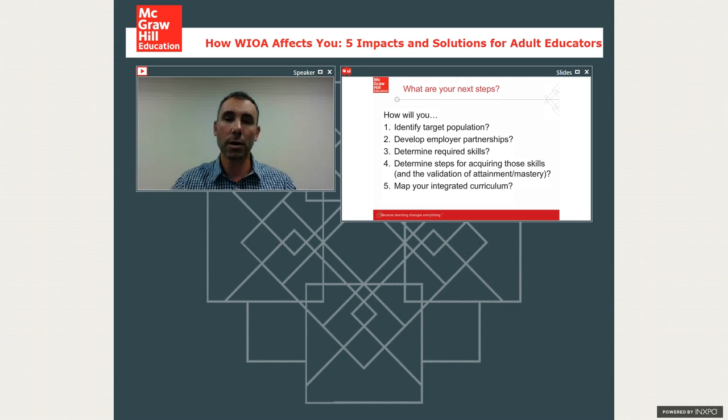What are their certificates? What are their credentials? Do they need high school equivalency? Are we going to provide that as part of the continuum they need? And using that to map your integrated curriculum.